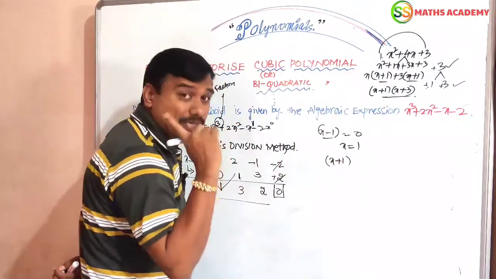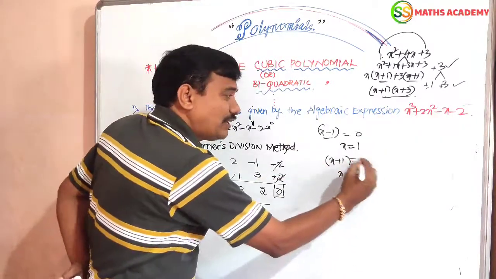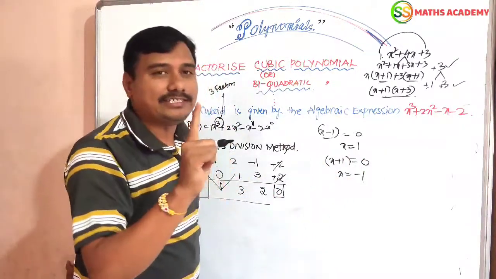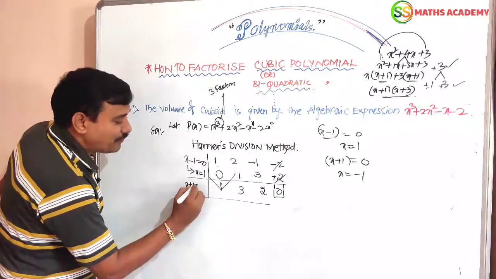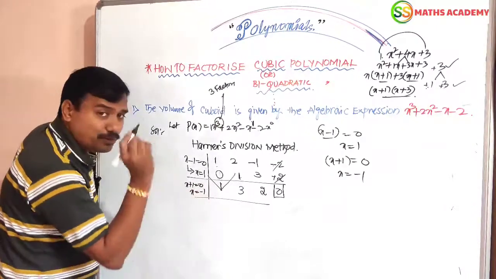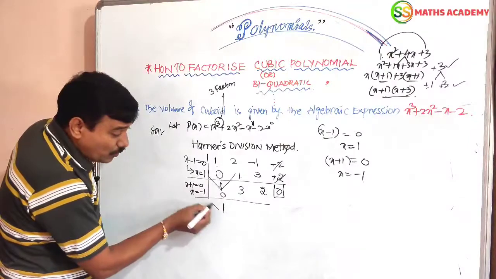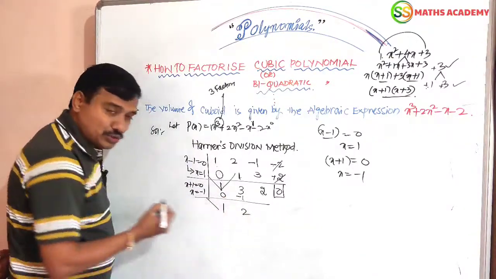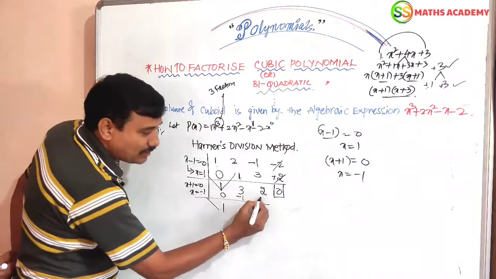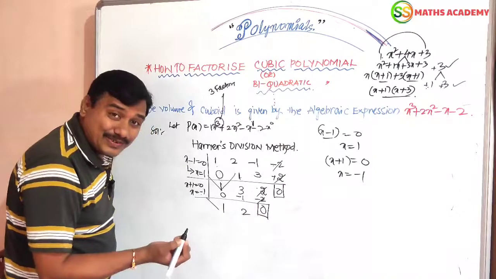Now the next factor: x plus 1. x plus 1 is a factor means x equals what? Minus 1. The zero of x plus 1 is x equals minus 1. Procedure: 1 plus 0, 1. 1 into minus 1, minus 1. 3 minus 1, 2. 2 into minus 1, minus 2. Plus 2 minus 2, remainder 0.